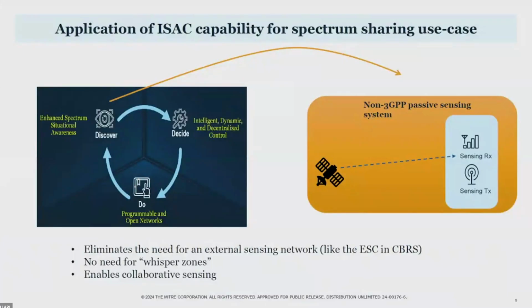So if we are able to use the configuration, the architecture that I showed you in the previous slide, but modify it to sense signals that are non-3GPP, then we can readily accomplish the task shown on the left-hand side, which is the discovery part. And that's exactly what we are trying to do here. As I said, having an external network is going to be very expensive. So the idea would be to use something that is already available, which is a base station, as a sensor in addition to being a communication infrastructure. This would allow having no whisper zones, because that is one of the drawbacks of having a separate network, as you need to protect that network as well.